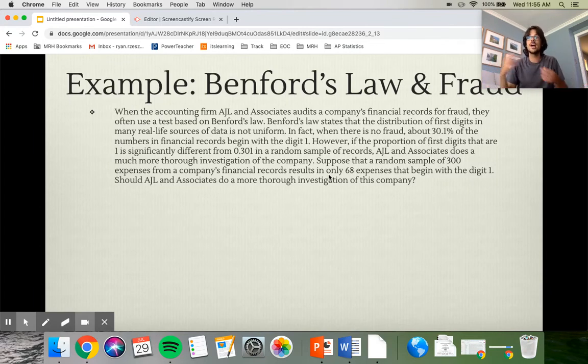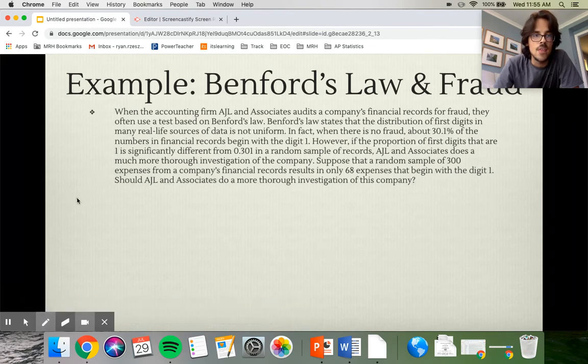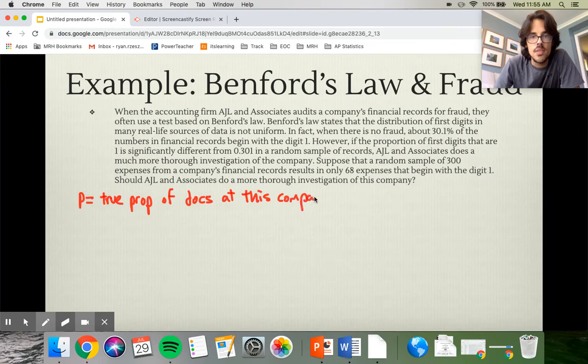So it's kind of cool. If I have my own little company and I'm trying to make up my documents here, make them look good so I don't get in trouble with the IRS, I probably will make sure I have about the same number of 1s, 2s, 3s, 4s, etc. When actually, if you didn't know any better, 1 is supposed to happen more frequently. So they are looking in this situation here. They are going to analyze this company, and they are going to look at the proportion of documents that start with the number 1. So the true proportion of documents at this company that start with 1.